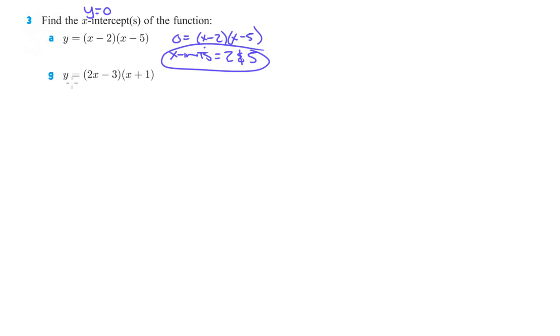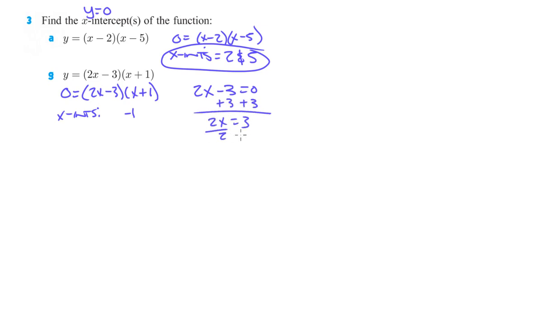Okay, same thing here. Plug in 0 for the y. 2x minus 3 times x plus 1. So what makes this equal to 0 is negative 1. That's not too bad. So x-intercepts are negative 1 for this one. Now this one here, if you're not sure, just set that equal to 0. 2x minus 3 equals 0. Add 3 to both sides. 2x equals 3. Divide by 2. X is 3 halves. Okay?